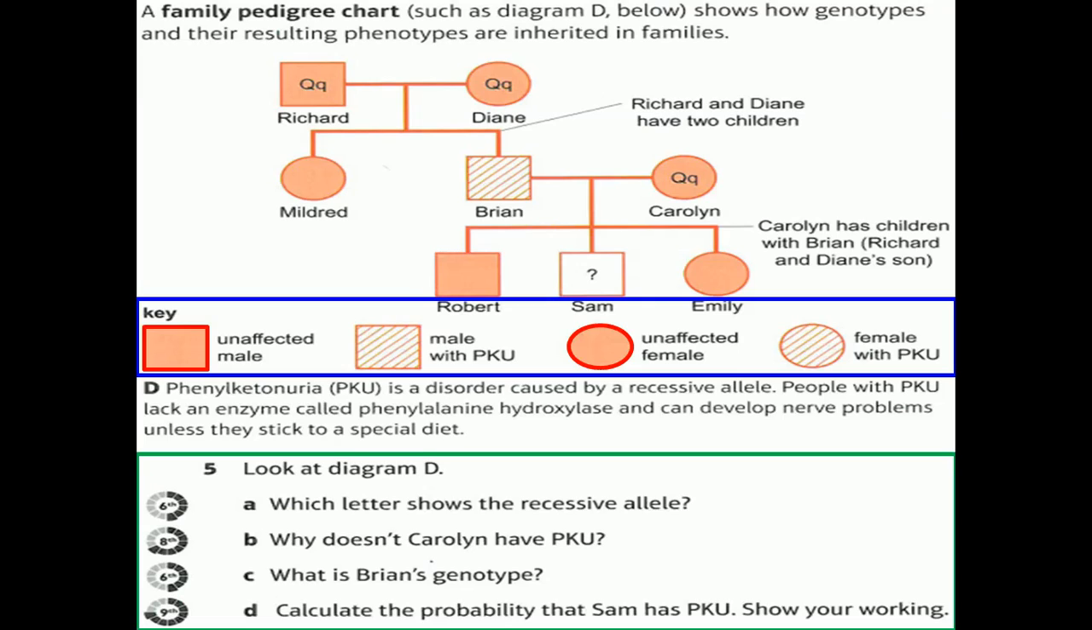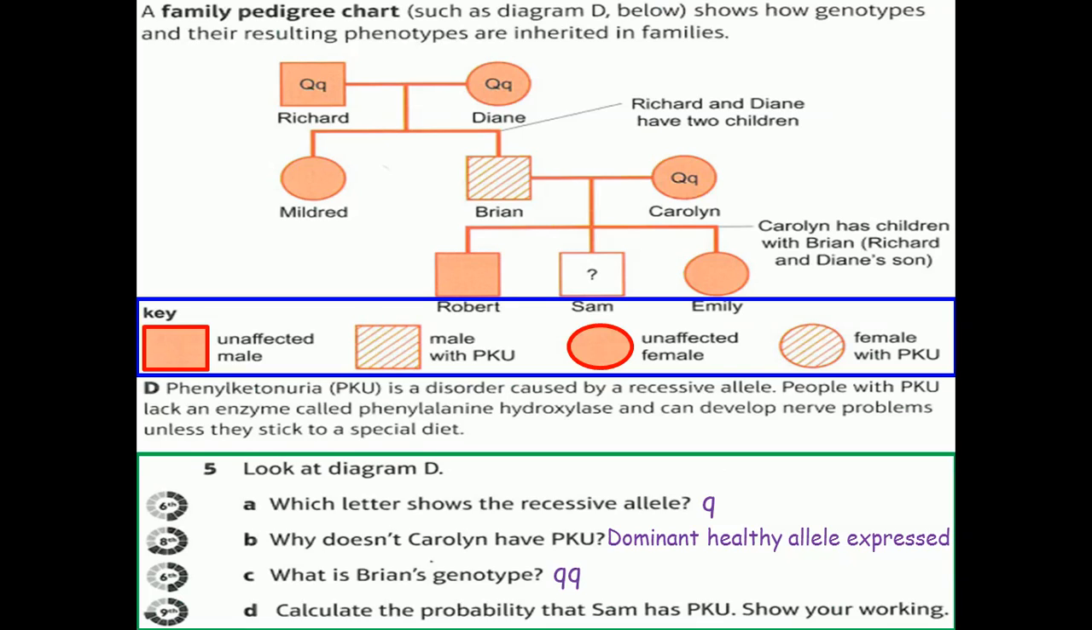Why doesn't Caroline have PKU? If you look at Caroline's genotype, it is capital Q, lowercase q. Capital Q is dominant and it's the healthy allele. So that means that the dominant healthy allele is expressed. For Brian's genotype, if you're using the key, we know Brian is a male with the PKU disorder. To express PKU, which is a recessive disease, Brian should have two lowercase q's.